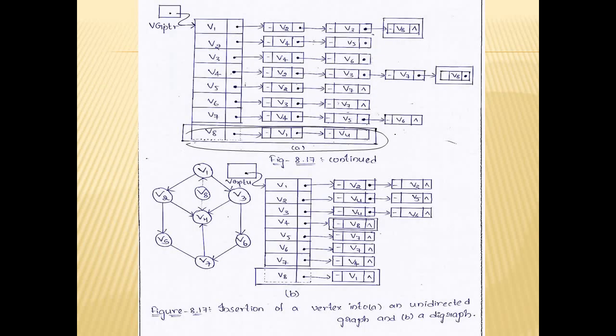So it is about insertion. What I inserted here is represented additionally. And for the directed graph, here it is a directed graph. I inserted V8. So only adjacent vertices, V8 for V1 only incoming. Okay.